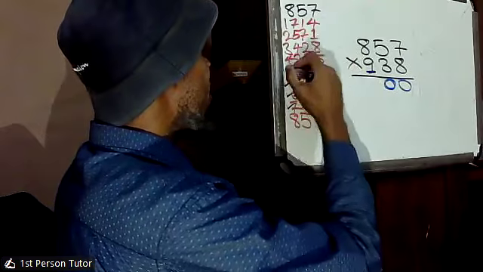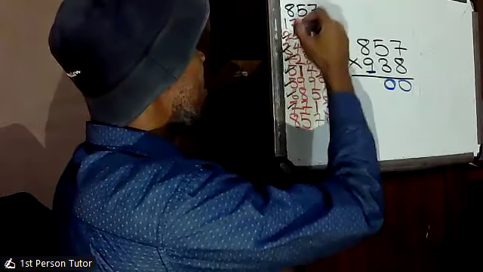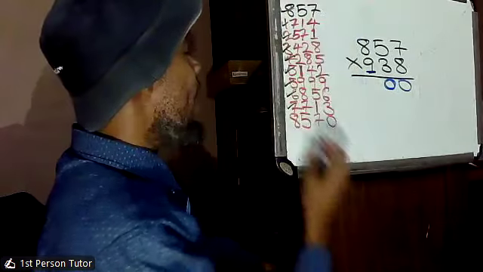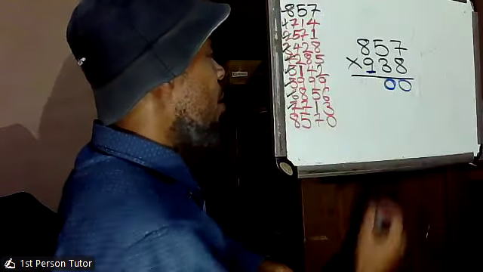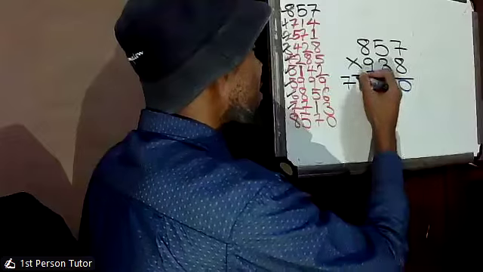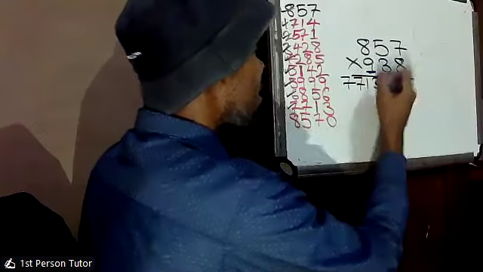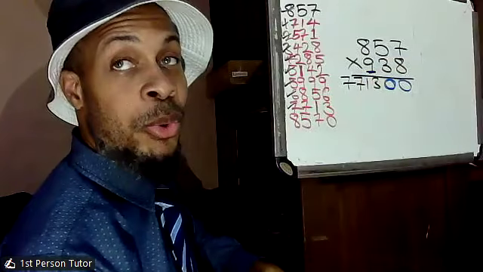So 1, 2, 3, 4, 5, 6, 7, 8, 9. And the 9th multiple is 7,713. We will place that beside our 2 zeros.